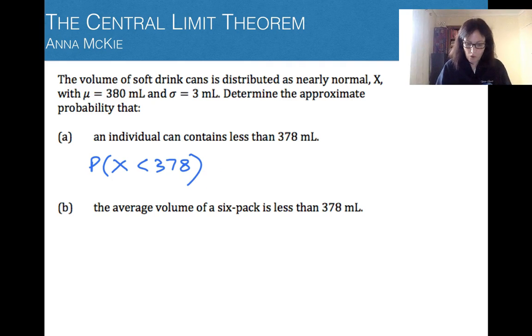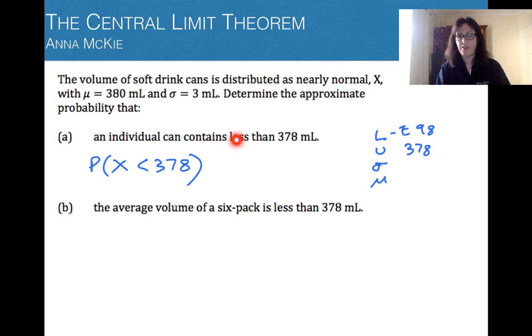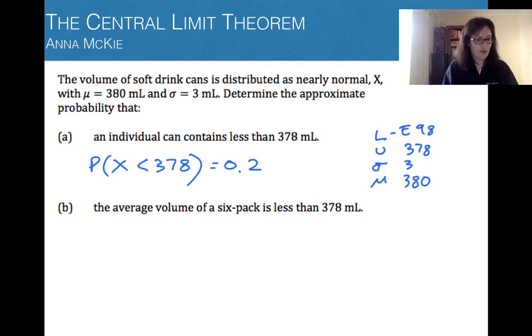So what we will need in our calculators is a lower and upper, a standard deviation and a mean. Our lower is at the lower end, negative E98. Our upper is 378. Now this time around it's just an individual can, so we use the numbers that we've got up here: standard deviation of 3 and a mean of 380. And I'll work that out for you. It's 0.252. So that's what you've been doing up to now.